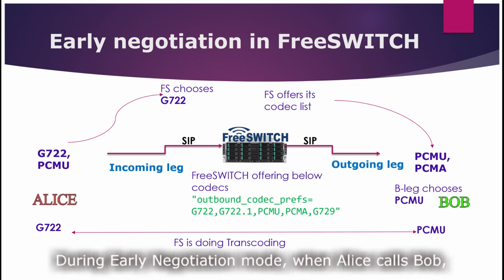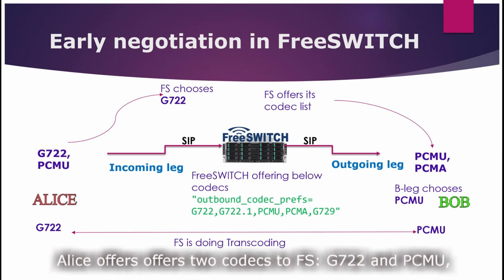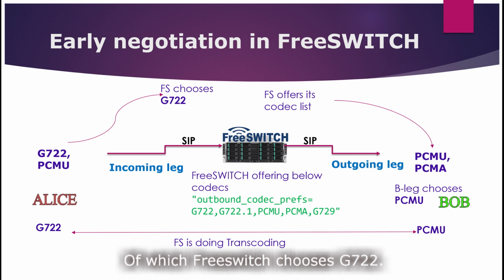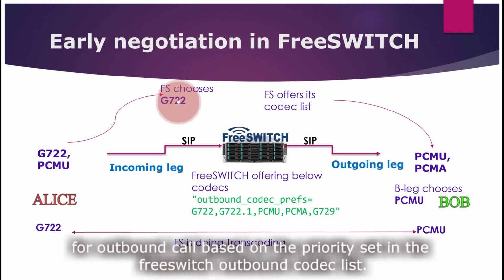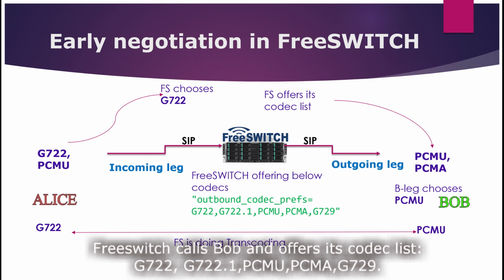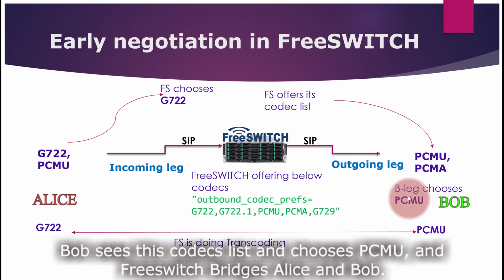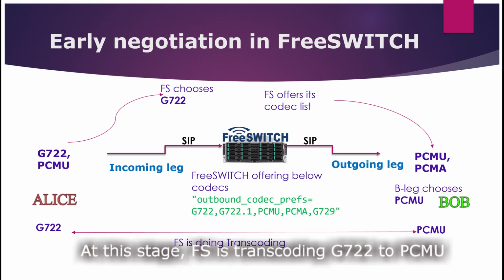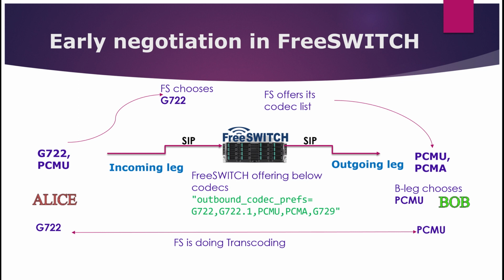During early negotiation mode, when Alice calls Bob, Alice offers two codecs to FreeSWITCH, that is G722 and PCMU, of which FreeSWITCH chooses G722 for its outbound call based on priority set in the FreeSWITCH outbound call list. FreeSWITCH calls Bob and offers G722, G722.1, PCMU, PCMA, and G729. Bob sees the list and chooses PCMU, and FreeSWITCH bridges Alice and Bob. Now, when the call has been bridged, at this stage, FreeSWITCH is transcoding G722 to PCMU because these endpoints are using different codecs.